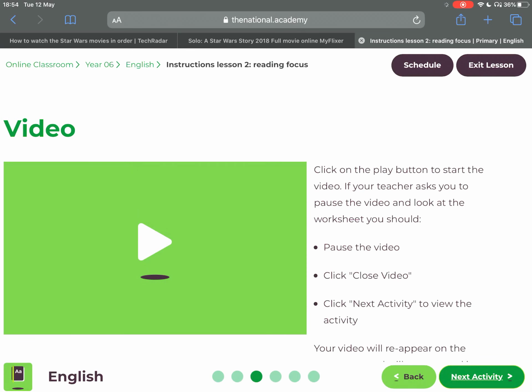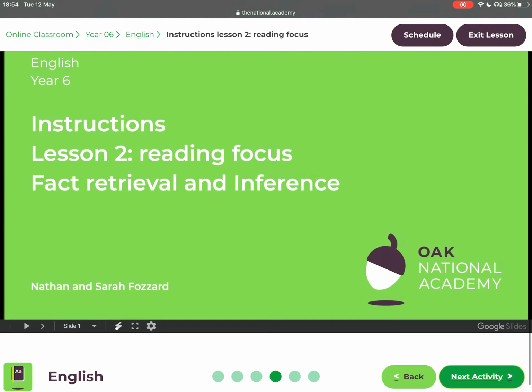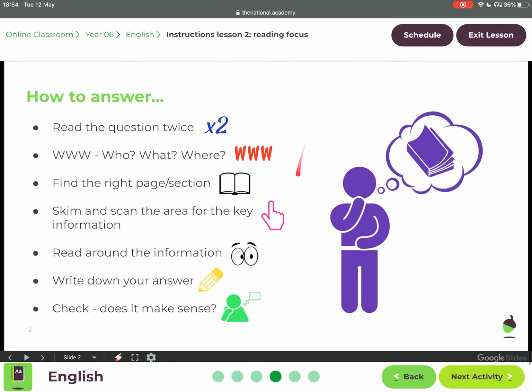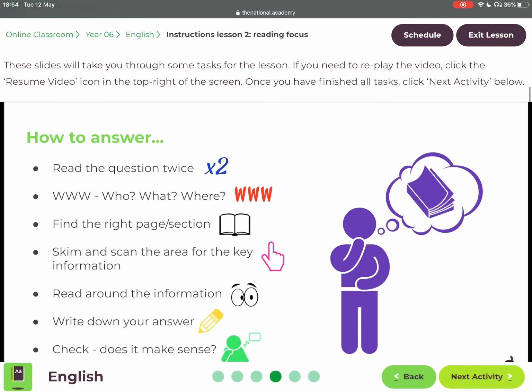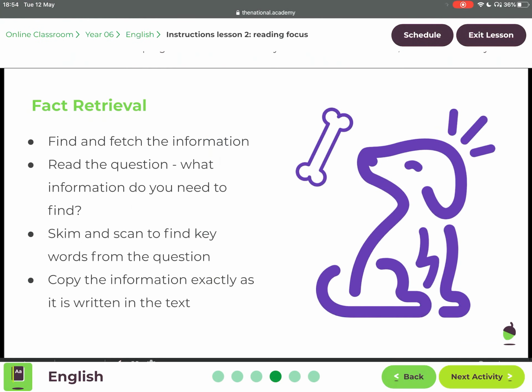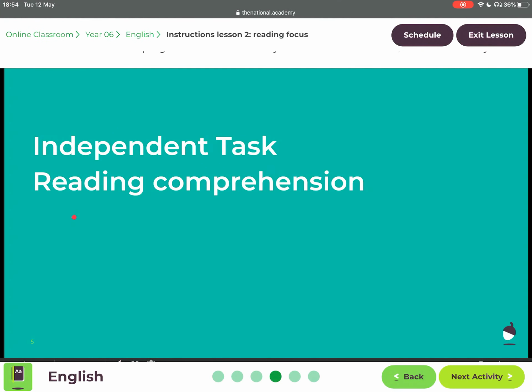After that, you have your video with Mrs. Fozzard. So in that video, you are going to complete more inference and fact retrieval questions. You're going to solve about 3 or 4, and your teacher will also do some questions as examples. After that, you have your independent task. You have your reminders here, and an independent task.